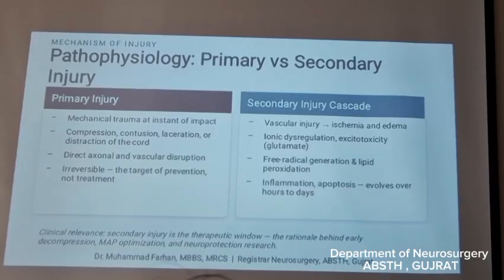When the vascular disruption occurs, different inflammatory mediators or inflammatory markers are released into the interstitial space and into the axons and the cells, leading to the inflammation pathway, and further edema and cytotoxicity. Then different apoptotic pathways are also activated, which leads to further disruption and cell death.